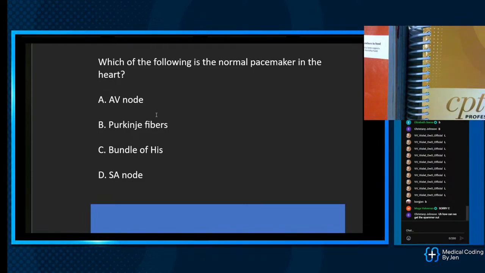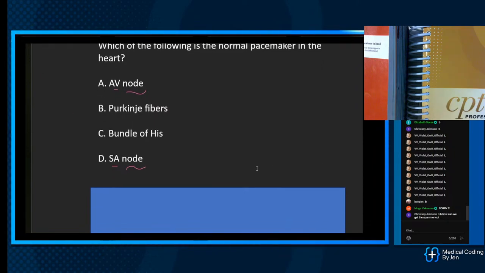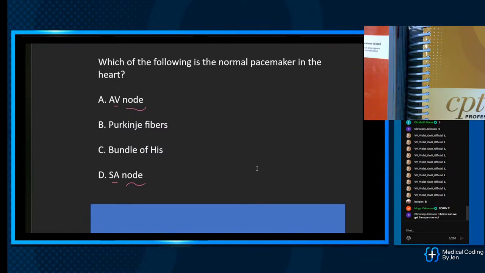Looking at these, I still like to look for similarities. I see we have two nodes. So it'd probably be just, do we know if it's going to be SA or AV? Because these two both end in the word node. A lot of times it's just looking for similarities, even in numbers, with these exam questions. But sometimes I'm wrong. It's rare.